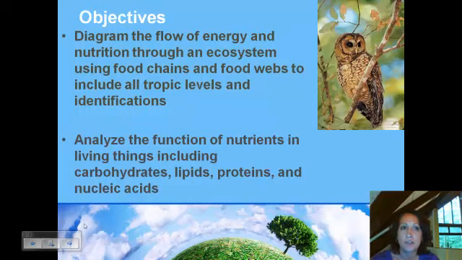So we're going to start with the first objective. We're going to be learning how to diagram the flow of energy and nutrients through an ecosystem. You're going to be drawing food chains and food webs and including all of the trophic levels and identifications.